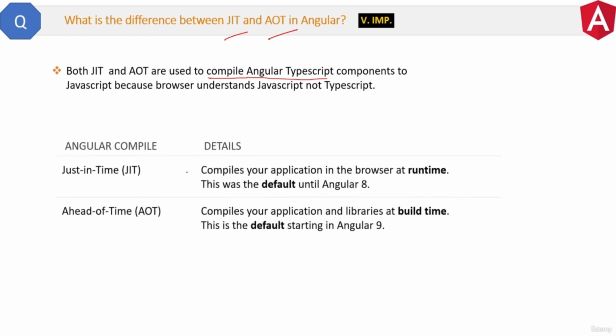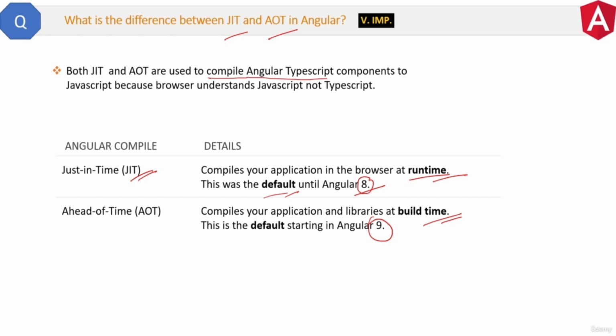The difference is JIT, which stands for just-in-time compiler, compiles your application in the browser at runtime. Remember runtime. And this was the default compiler for Angular until Angular 8. Whereas AOT, which stands for ahead-of-time compiler, compiles your applications and libraries at build time. Remember again, build time. And this is the default starting in Angular 9. Any application is first built and then it runs on the browser, or I can say first it is built and then run. Right now AOT is the default and preferred way for Angular compilation.